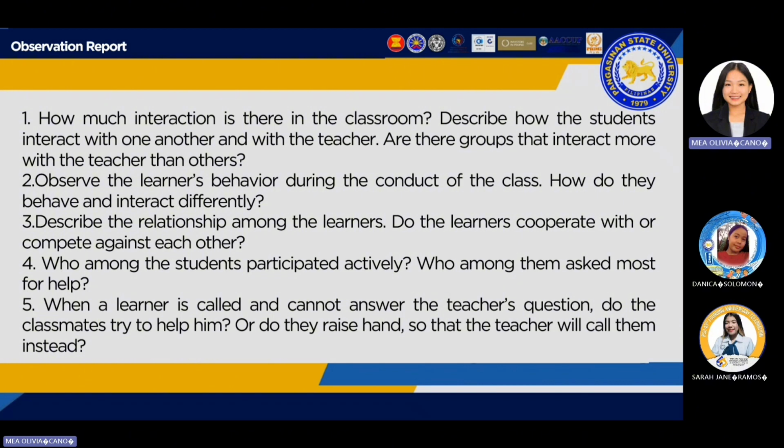Number 5, when a learner is called and cannot answer the teacher's question, do the classmates try to help him or do they raise hands so that the teacher will call them instead? In some cases, yes, since they want the attention of the teacher, but the teacher always emphasizes the rule of raising hands before they speak, and encourages waiting for the learner to answer. After that, the teacher gives the learner a chance to speak and share their ideas with the others. If the time is limited, the teacher may seek approval from another student who raised their hand.